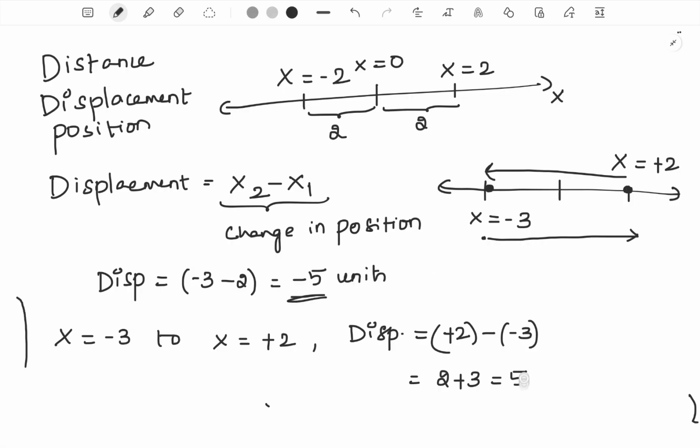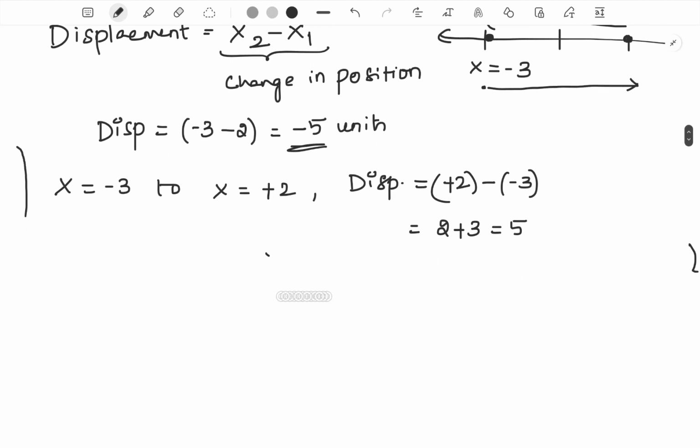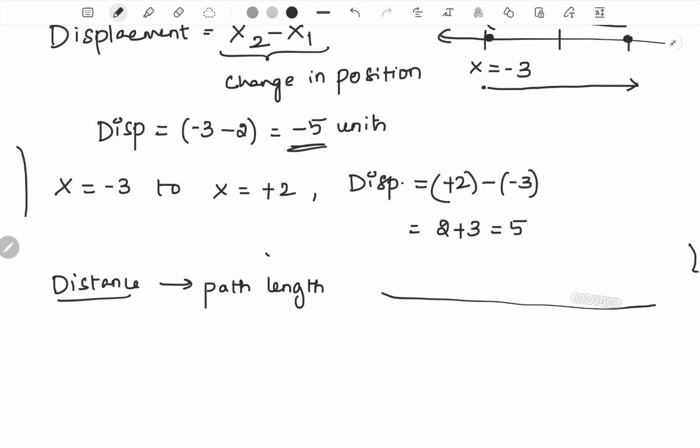Okay. Now let's discuss the distance traveled by a body. How do we basically define distance traveled by a body? The distance, we can also call it path length. It basically tells us the total length of the path that has actually been covered by the particle. So let's take a simple case to understand what we mean by distance traveled.